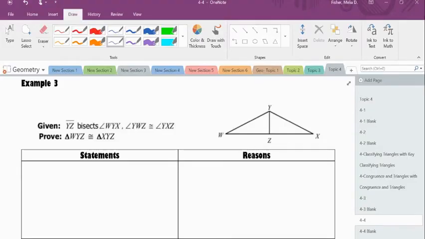Example 3 provides us with more proof practice. And of course, you should be very confident about what goes first. It is always the given information. So YZ bisects angle WYX, and angle YWZ is congruent to angle YXZ. And that is given.